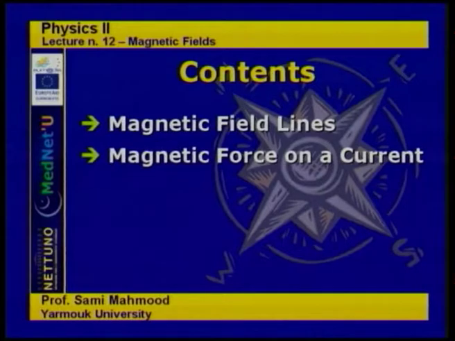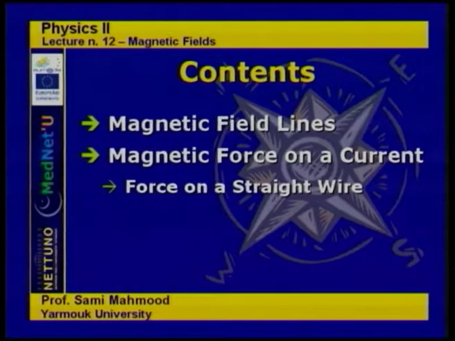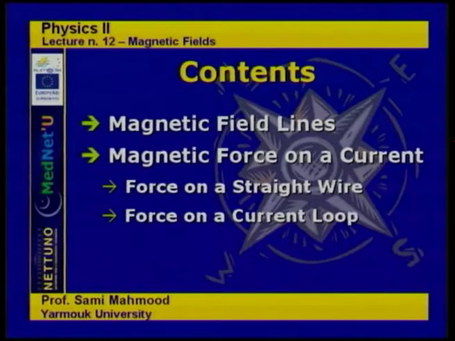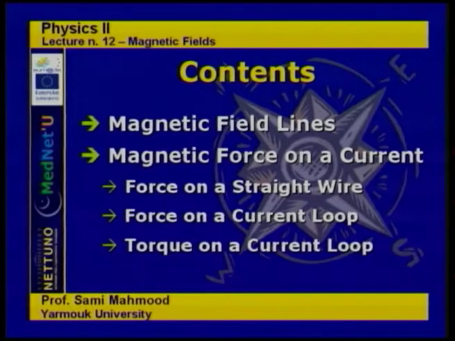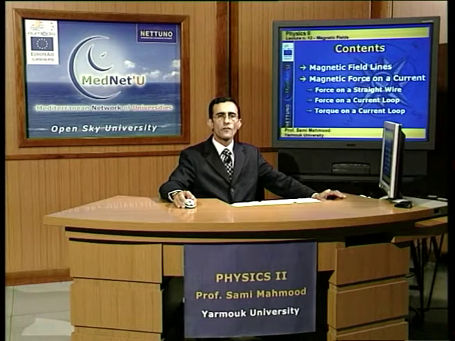We will also encounter the problem of the force exerted on a current carrying conductor by a magnetic field. Under that umbrella, we will consider the force acting on a straight wire carrying current, and then we will consider the case of the force acting on a current loop, a closed current loop. And finally, we will talk about the torque, the rotational torque acting on a current loop in the presence of a magnetic field.